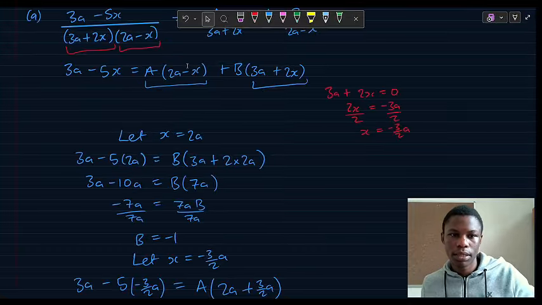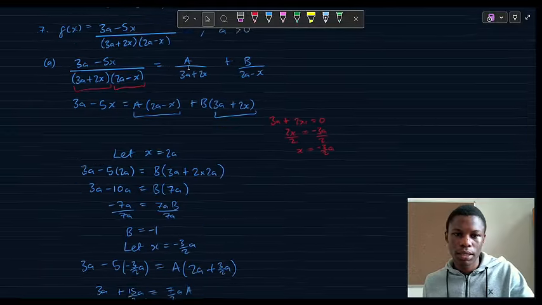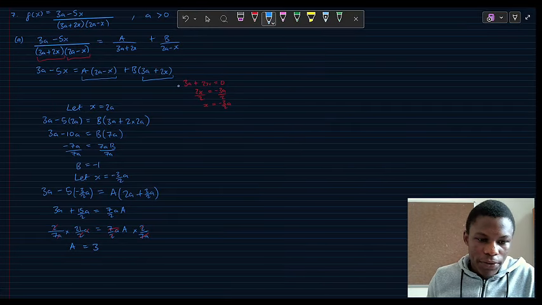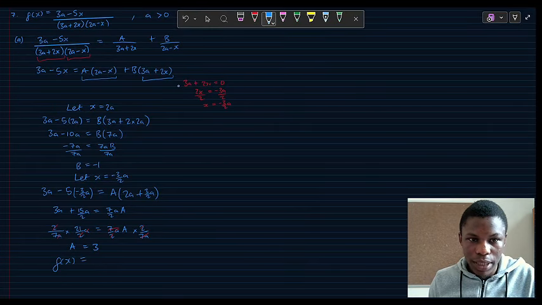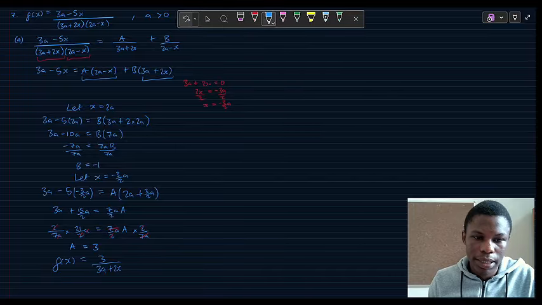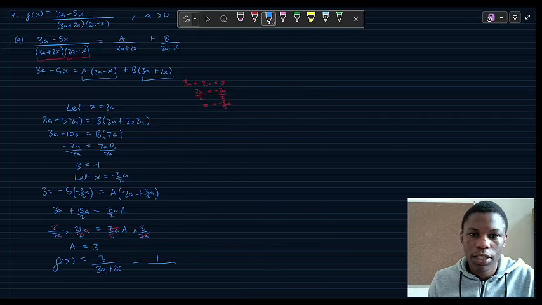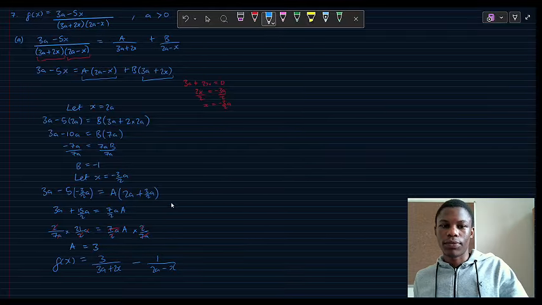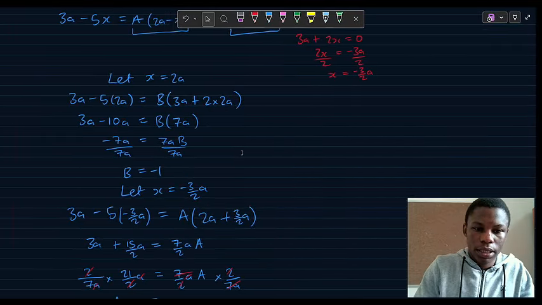And so that means, if we zoom out, it means our f of x can be written as a, which is 3, over 3a plus 2x, plus b, which is minus 1. So I'll put the minus here, and 1 over 2a minus x. And we have decomposed f of x into partial fractions.